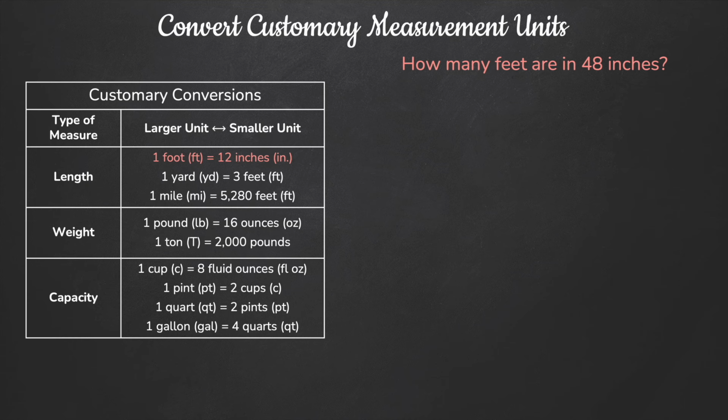So we're going to start off by taking the information from our table and writing that as a ratio. So we write 1 foot over 12 inches. That information is just from our table.